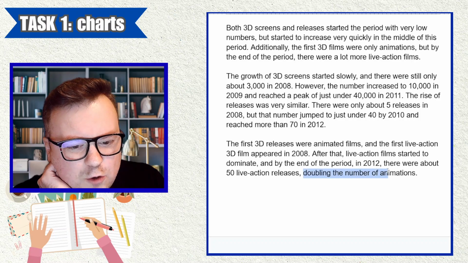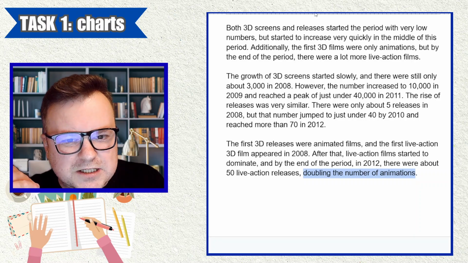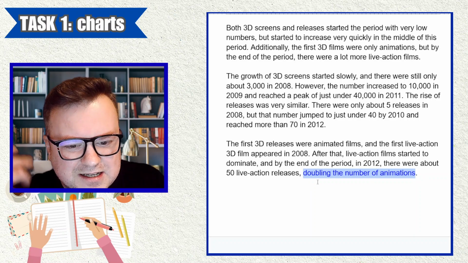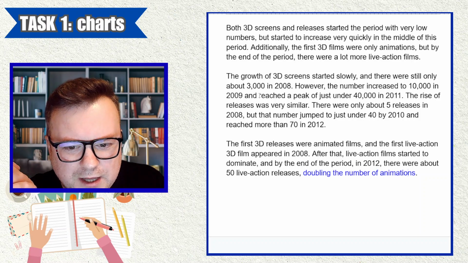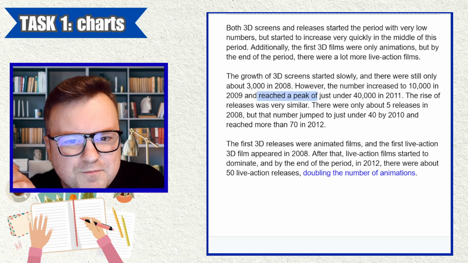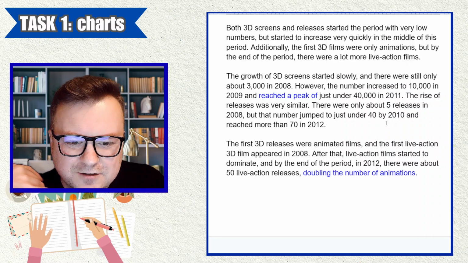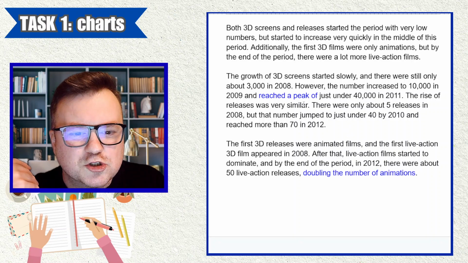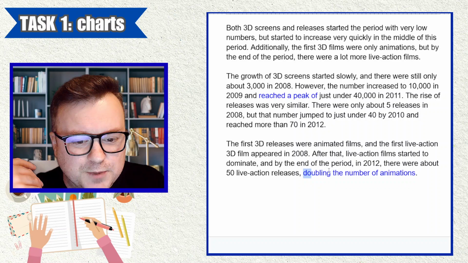So that's really the only bit of language that I think, well, there are 2 bits of language that maybe a B2 won't be able to get. Doubling the number of animations, probably won't be able to get that. Reached a peak of, maybe a B2 won't quite get that. The rest of it, I really think a strong B2 should be able to find all of this other language, only 2 bits of language.